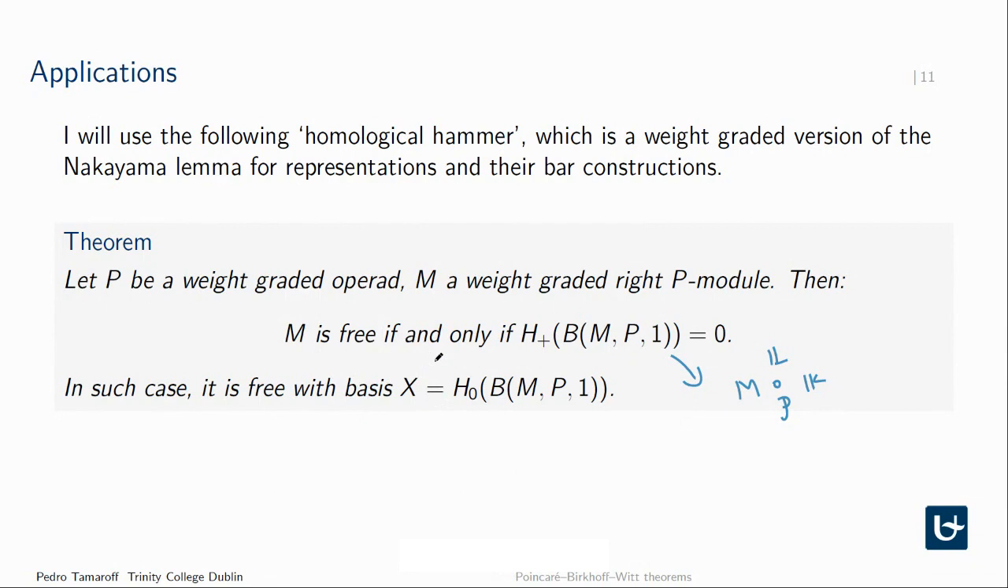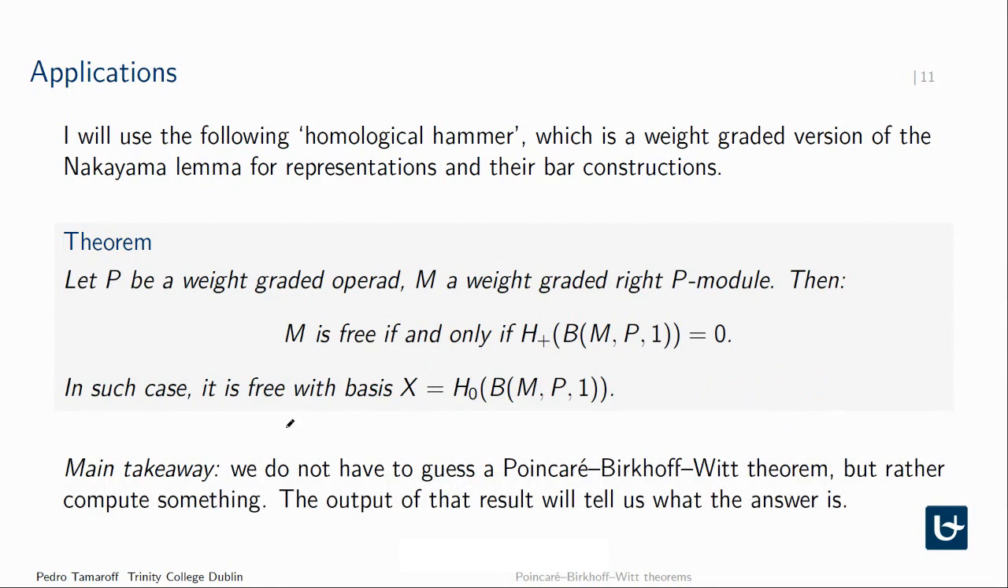So what this theorem says is that if you want to decide whether a PBW theorem holds in the weight-graded situation, you can actually produce a complex and compute its homology. And if its homology is non-trivial in some higher degrees, you're out of luck. And if its homology is acyclic, then what remains at the end of your computation in degree 0 gives you actually the solution to your PBW problem. So as I just said, the main takeaway is we don't need to think, we need to compute, right? And then whatever pops out of this homological machine will tell us what the answer is.